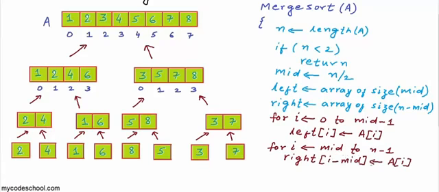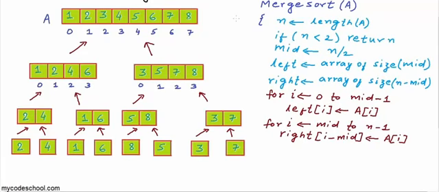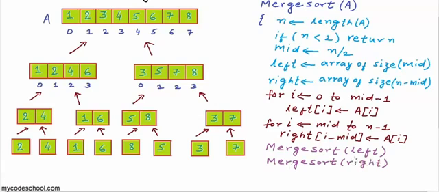Now that we have created left and right sublists, we can first make a recursive call to sort the left sublist, and once we are done sorting the left sublist, we can make a recursive call to sort the right sublist. And once both left and right sublists are sorted, we can make a call to the merge function that we had written before to merge left and right sublists into A.